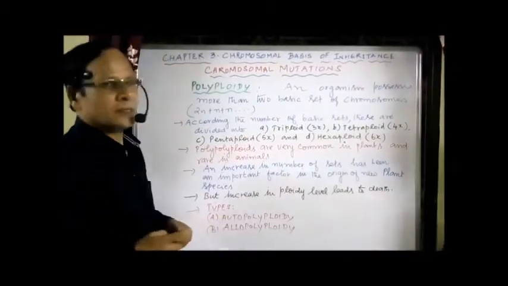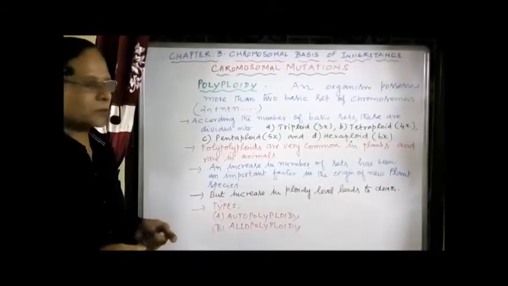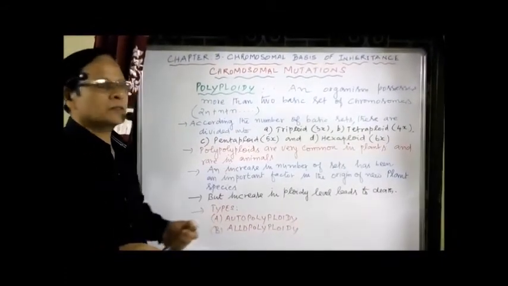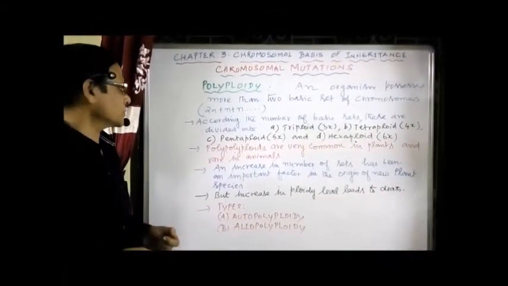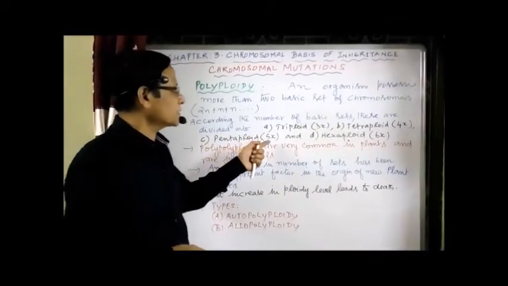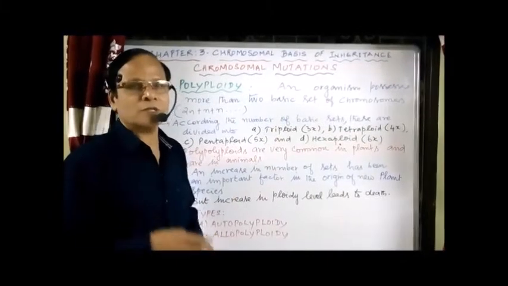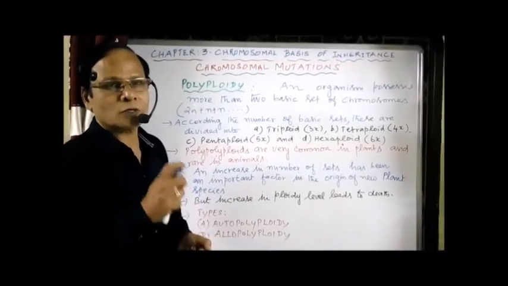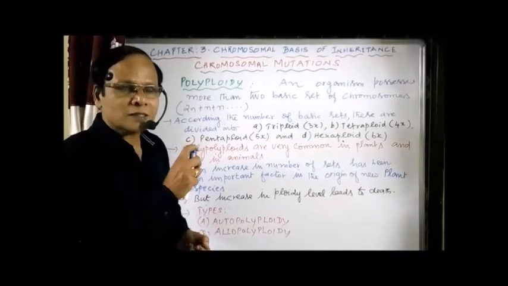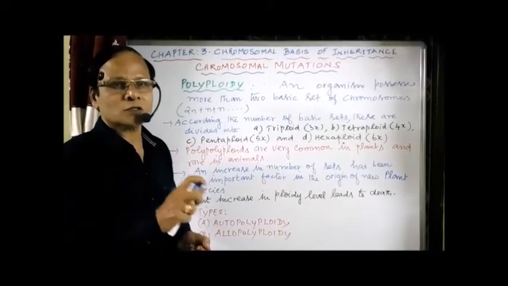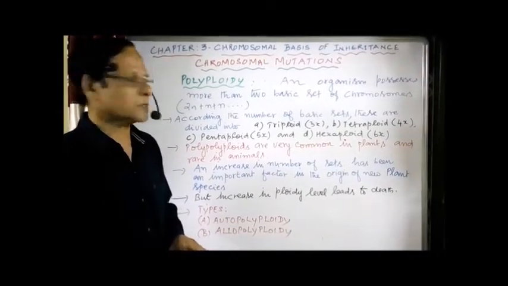What are they? Number 1, triploid, having 3 sets of chromosomes. Tetraploid with 4 sets of chromosomes. Pentaploid with 5 sets of chromosomes. And hexaploid with 6 sets of chromosomes in the body cells, all referring to only the body cells. We are considering polyploidy only with reference to the chromosome number in the body cells.